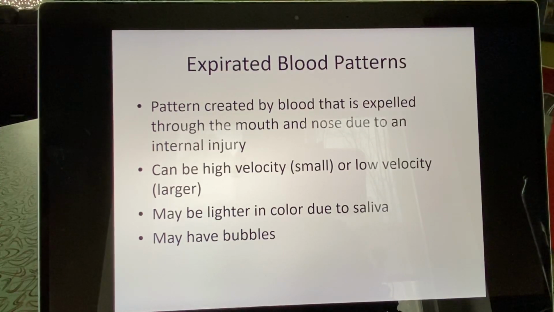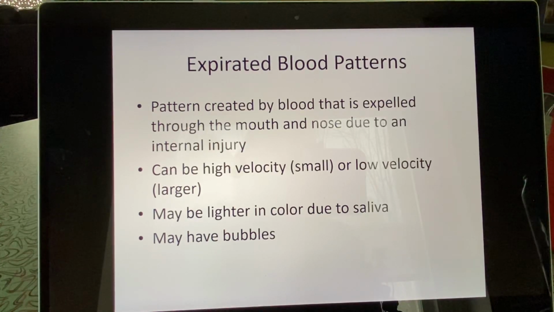The definition of expirated blood, and it relates to expiration, which just means that you're breathing out, mostly carbon dioxide. So it's a pattern created by blood that is expelled through the mouth and the nose, but the key is it's due to an internal injury. It's not blood that's dripping because that person was punched in the nose or they have a cut lip. It's actually blood that's coming out through the upper respiratory tract because that person has a pretty significant internal injury.